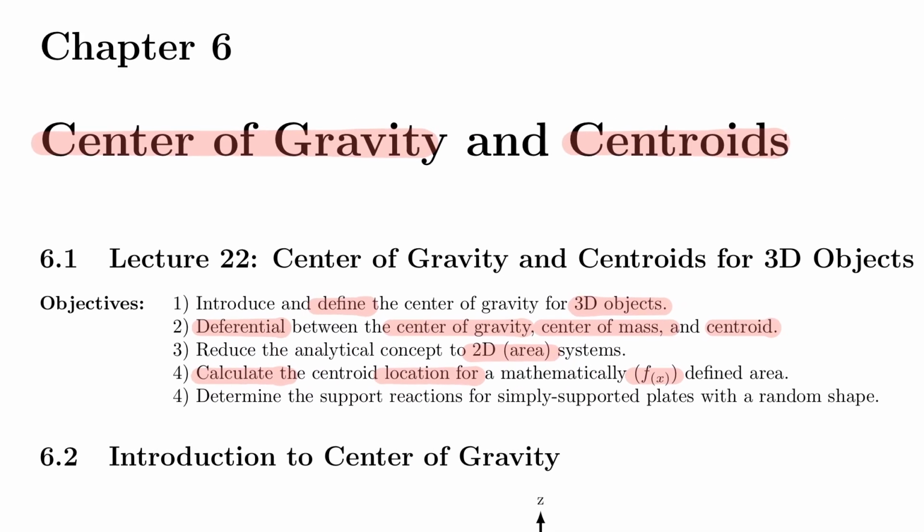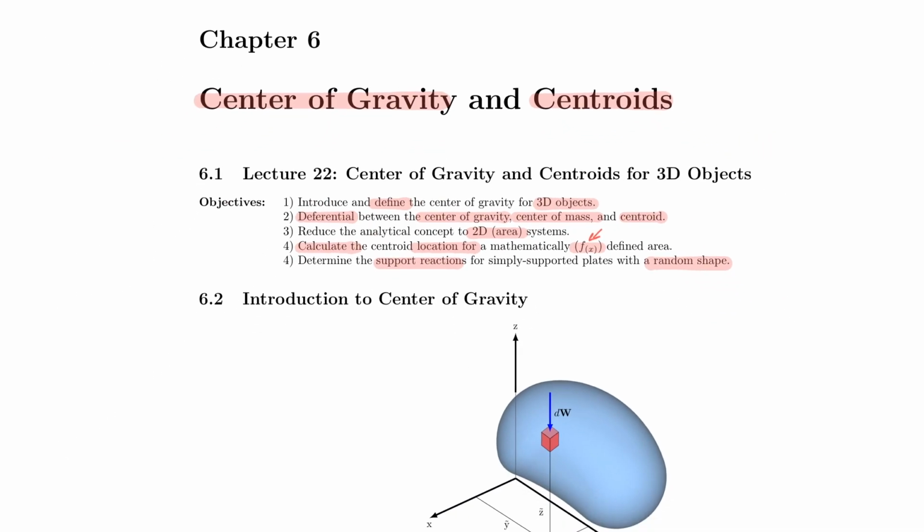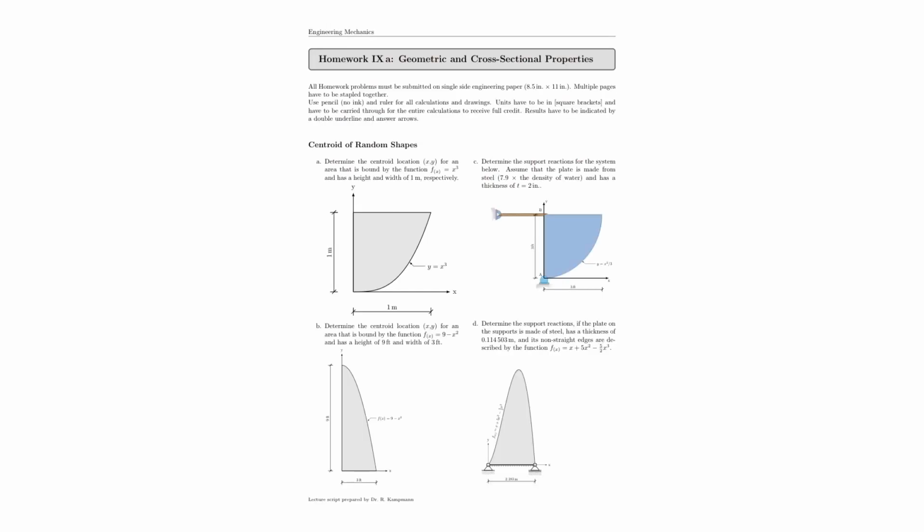And then our ultimate goal is to determine support reactions of a simply supported plate with a random shape. The random shape here goes back to the function f of x, and that's why we first talk about that. Now, before I go into the lecture this time, let's take a look at the homework so you know what's ahead of you and where we're going with this.